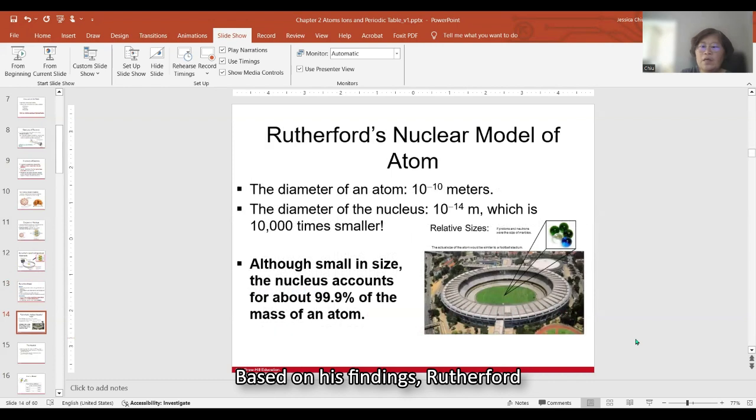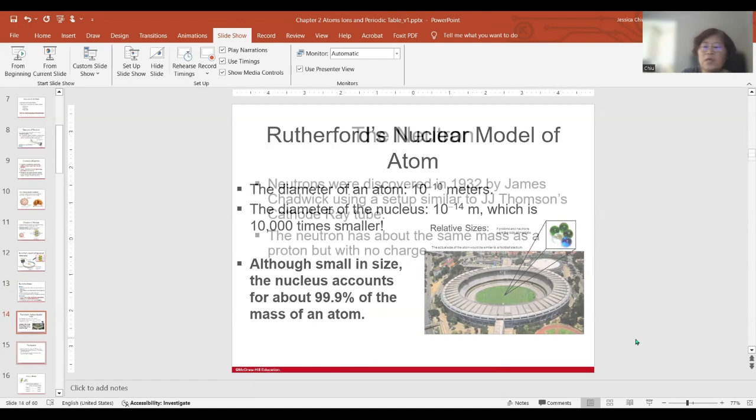Based on his findings, Rutherford proposed a nuclear atomic model where an atom contains a very dense, positively charged nucleus. If an atom were the size of a football stadium, then the nucleus would be like a football in the middle of the stadium. This shows that although the nucleus is extremely small in size, 99.9% of the atomic mass actually concentrates in the nucleus.